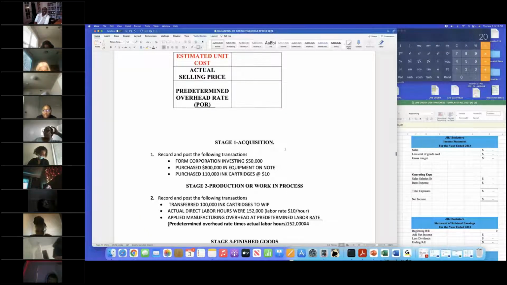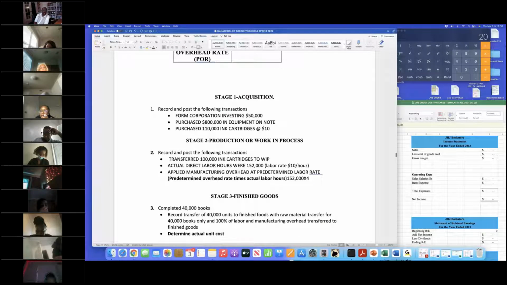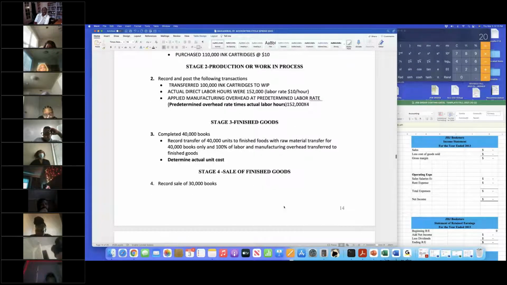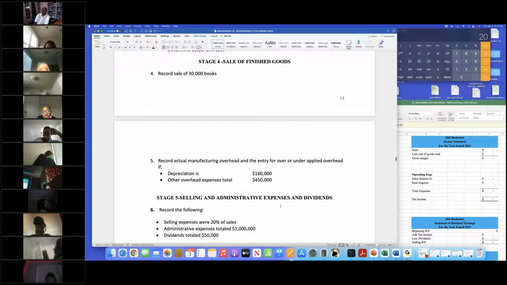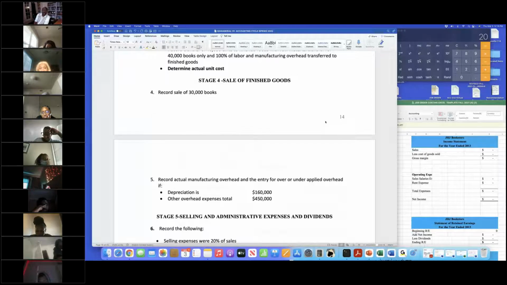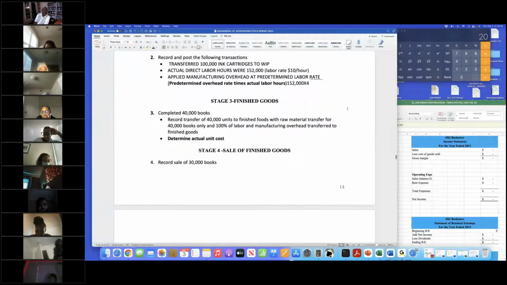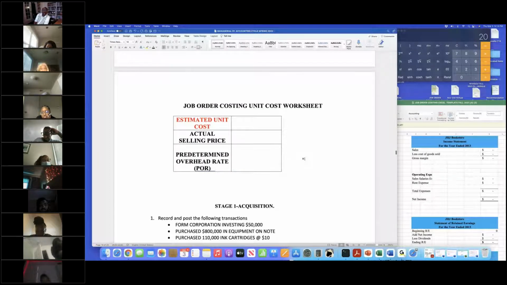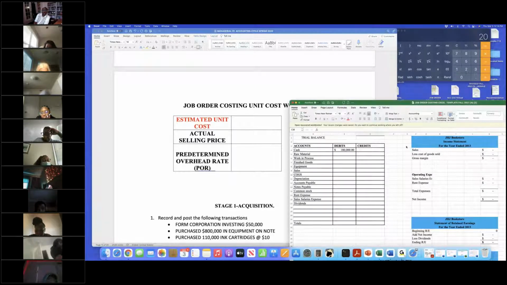Then we have the acquisition stage, the production stage, the finished goods stage, the sale of finished goods stage, and the selling and administrative expense stage. We have to make all those journal entries. We'll go over this again next time. Then next Thursday, you will be making the journal entries. You'll have an assignment worth 10 points. Then everybody has to pull this problem together on the spreadsheet. As we go over it, you've got to put it on the spreadsheet.